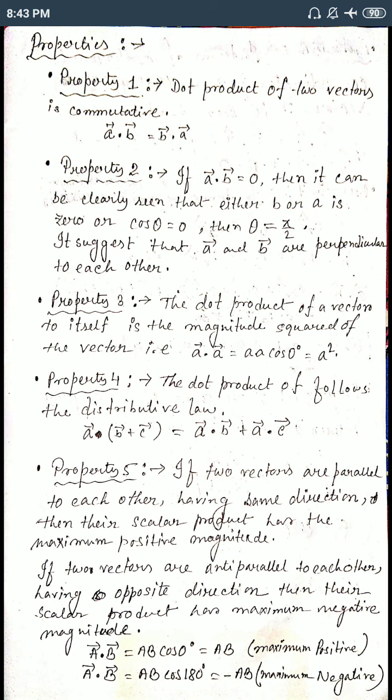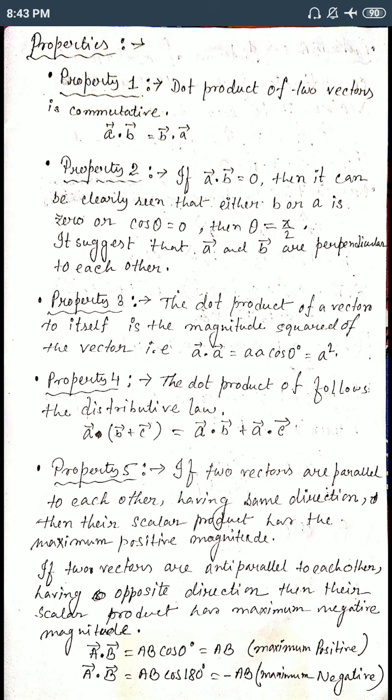The dot product follows the distributive law. Distributive law means A dot within bracket B plus C equals, A will distribute to both B and C also. So A dot (B plus C) equals A dot B plus A dot C.